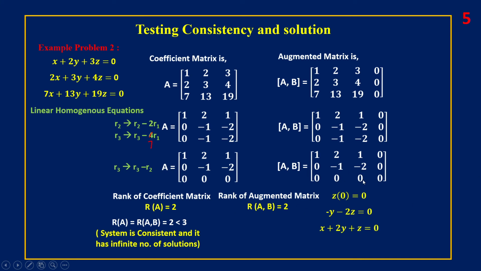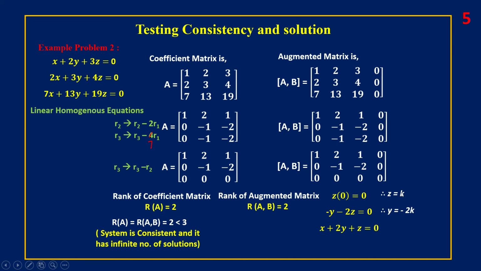From this augmented matrix, we can write the last row. From the last row, we can write that z into 0 equal to 0. And from the second row, we can write that minus y minus 2z equal to 0. From the first row, x plus 2y plus z equal to 0. So let me make z as a constant k. If you put the constant k in the second equation, minus y minus 2 into k equal to 0. Therefore, y equal to minus 2k.